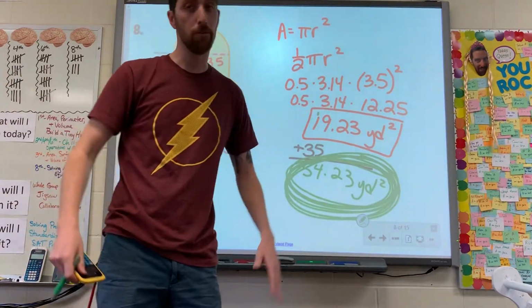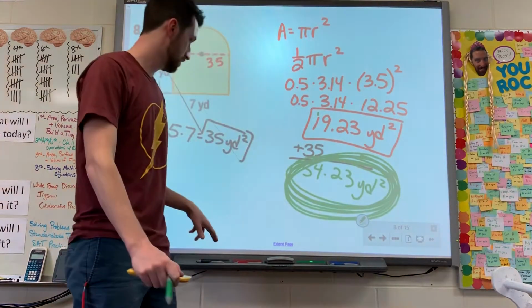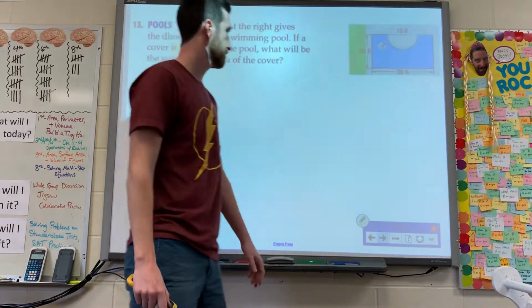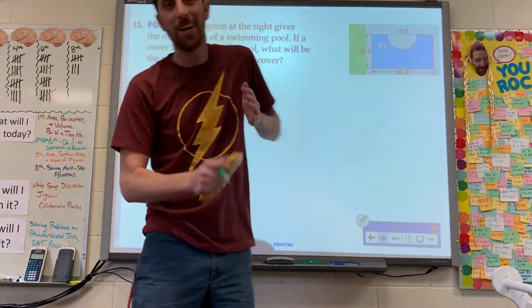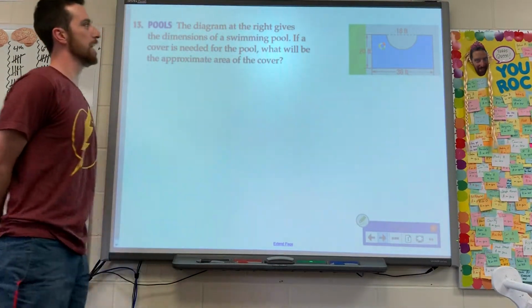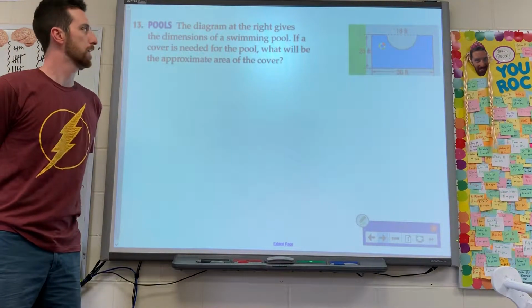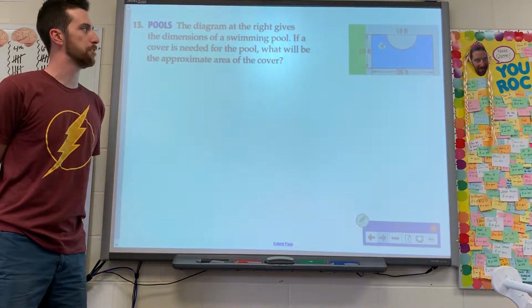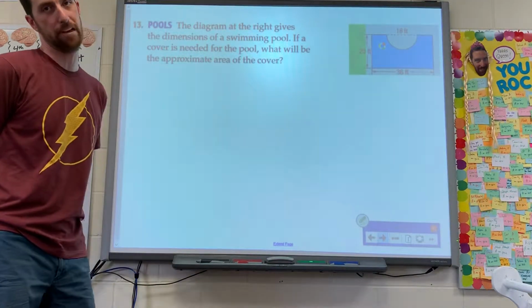Okay. So we got one more. I think it's the last problem on your paper. This is it. It's almost summertime. Time to get ready for the pool. The diagram at the right gives the dimensions of a swimming pool. If a cover is needed for the pool, what will be the approximate area of the cover?